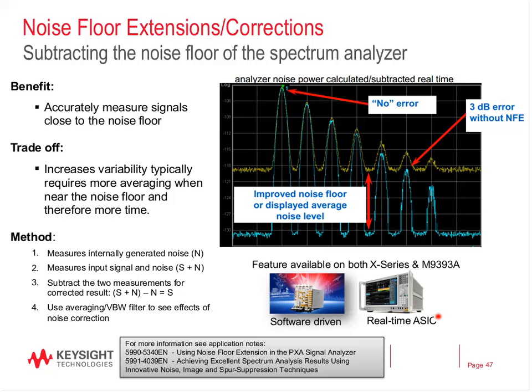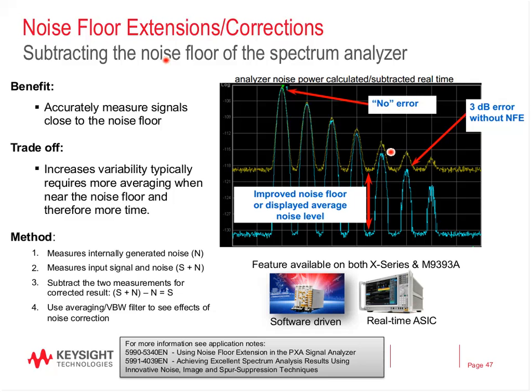Now, in terms of hardware differences that are available to you, for example, our PXI sources are usually software-driven noise floor corrections, whereas in our integrated instruments, it's all done through real-time ASICs, and so there are speed differences in those situations. So you'll have to decide what's going to work better for you. Okay. And if you want to learn more about noise subtraction and how that is achieved, we do have app notes that talk about that as well, okay?